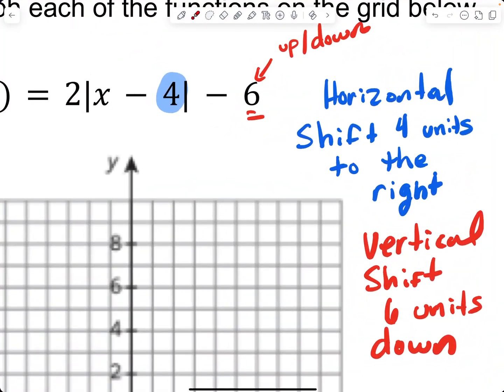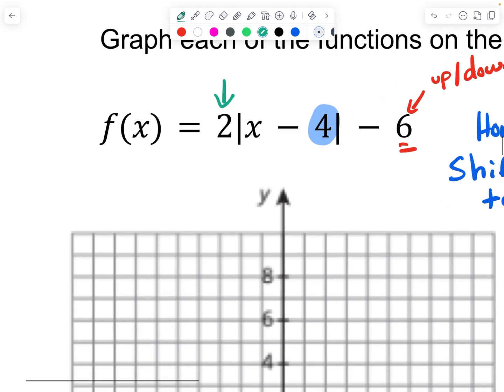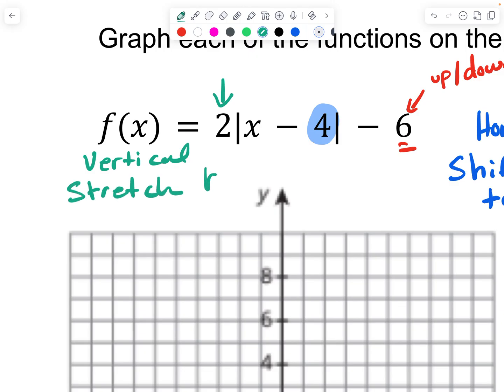So going back to this problem, this right here affects your vertical. Any number on the outside affects your vertical. So this is a vertical stretch by a factor of 2. It basically makes it more thin.